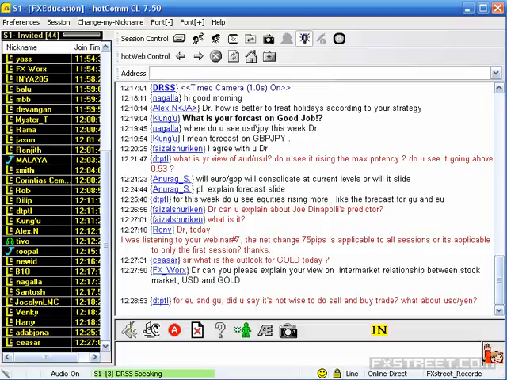Can you please explain your view on the inter-market relationship between the stock market and USD? See, according to me, there is no relationship between markets. And sometimes the money flows from one market to another market, but that sort of money flow is about 20 to 25%, and not all the money.